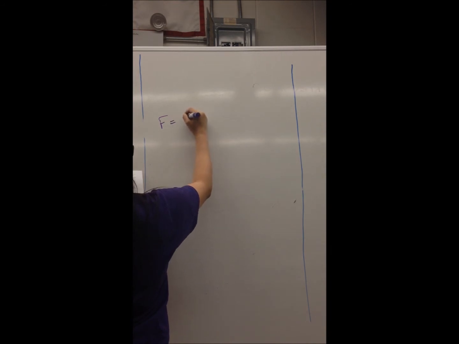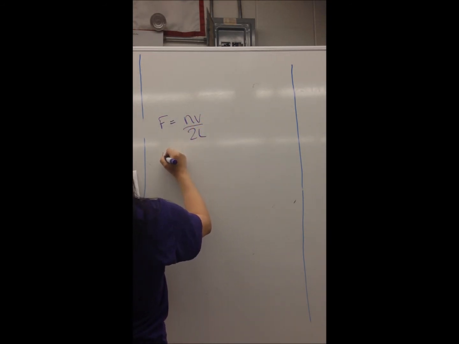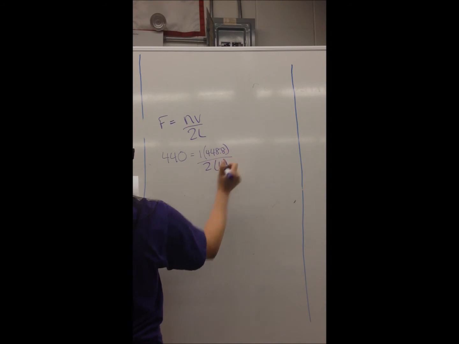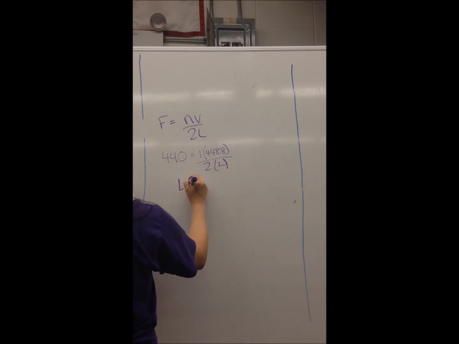So here we'll have frequency equals n times V over 2L again. Frequency is 440 equals 1 times 448.8 over 2 times L, which is what we're solving for. This will give us a length of 0.51 meters.